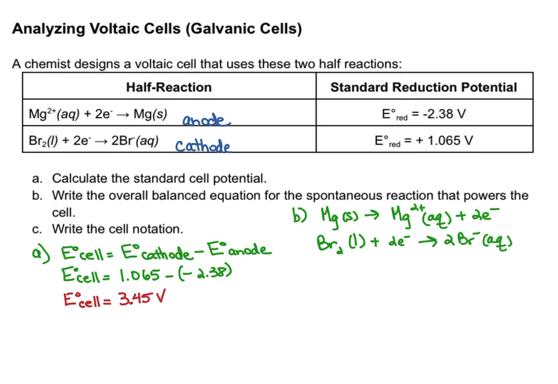All right, all we have to do now is to add these half reactions. We can cancel anything that appears on opposite ends, so the 2 electrons cancel with the 2 electrons, and we get an overall balanced equation.